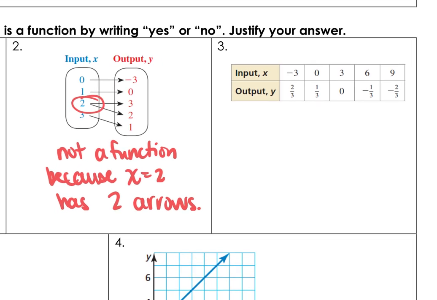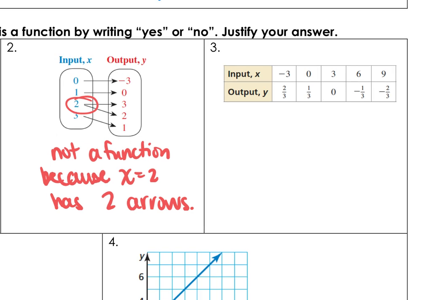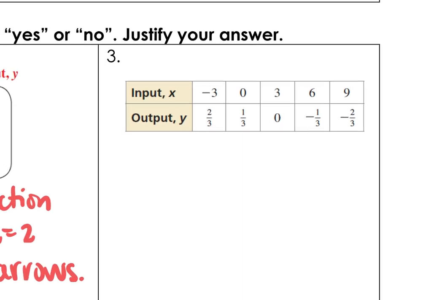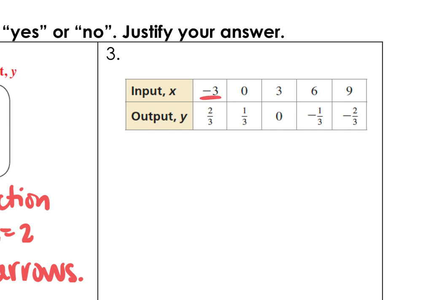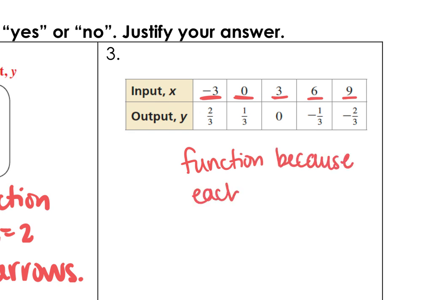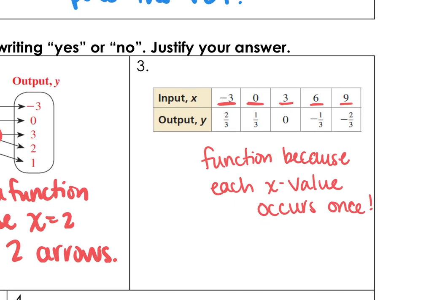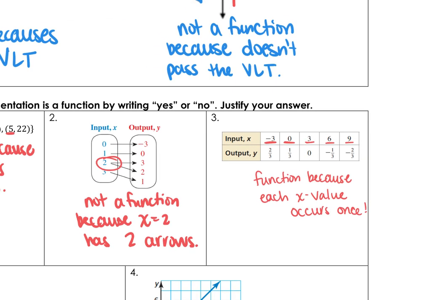All right, number 3 is a table. When we have a table of ordered pairs, again, we are looking at these x values, -3, 0, 3, 6, 9. No x value occurred more than once, so this is a function. Because each x value occurs once, which makes it a function.